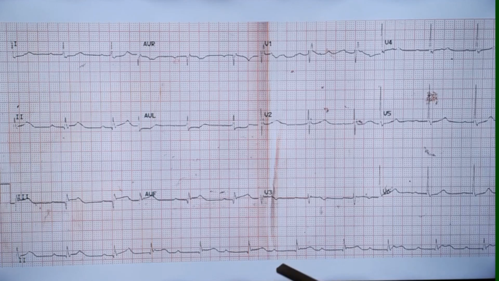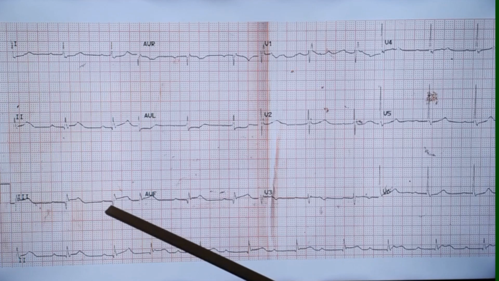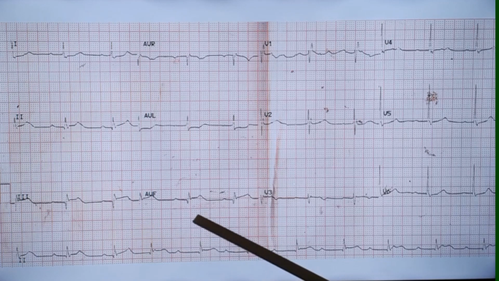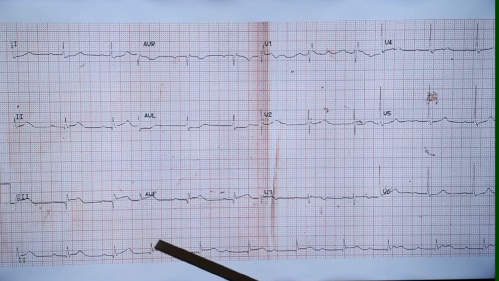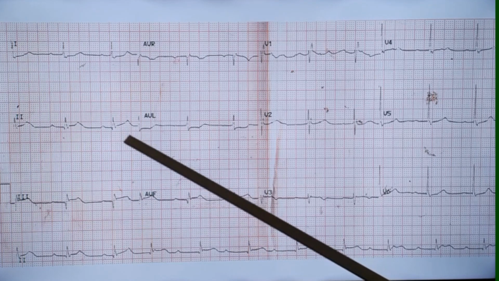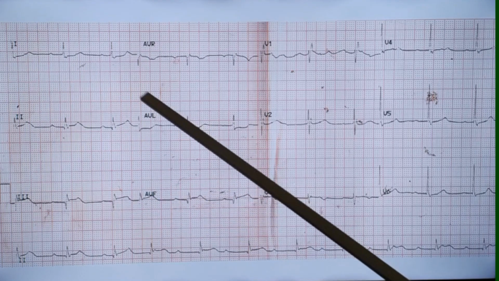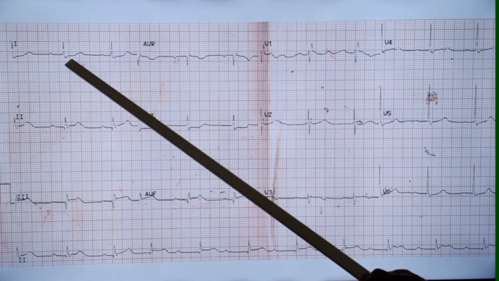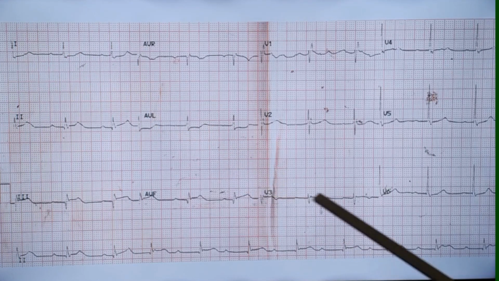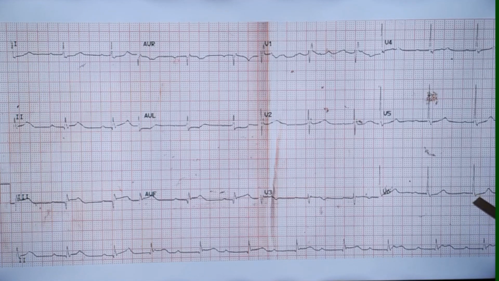And here you can see that there is a deep Q wave here, pathological Q wave. Here also there is a pathological Q wave, and mild ST elevation can be seen here. So with slight ST depression in lead 1 AVL, no significant ST elevation or ST depression in V6.